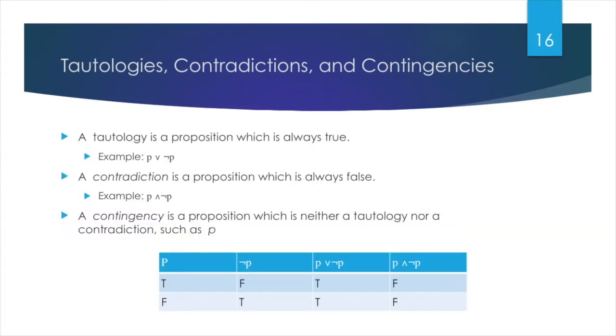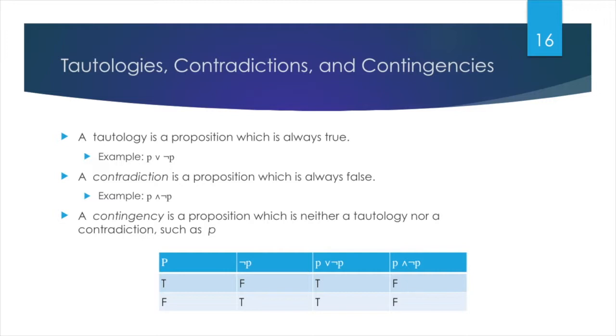Let me give you a more detailed example. In this truth table, look at P or not P. If you look at the value of P or not P, it's always true, because if P is true, not P is going to be what? False. Now true or false is always true. Again, if P is false, not P is true, and false or true is always true. So P or not P is a tautology. It's always true, doesn't matter what the values of P or not P are.